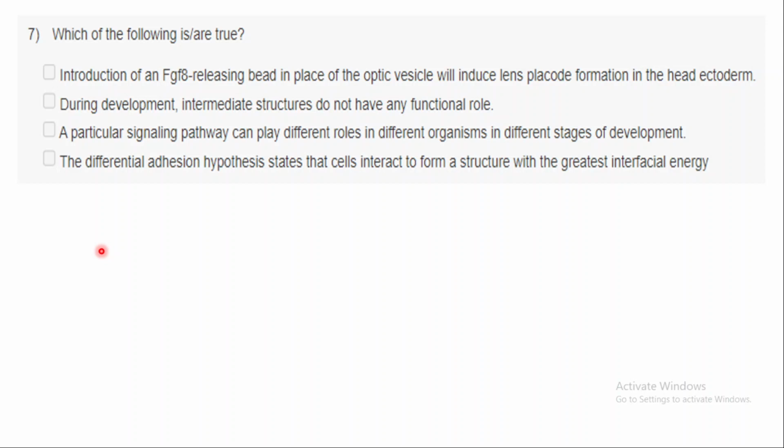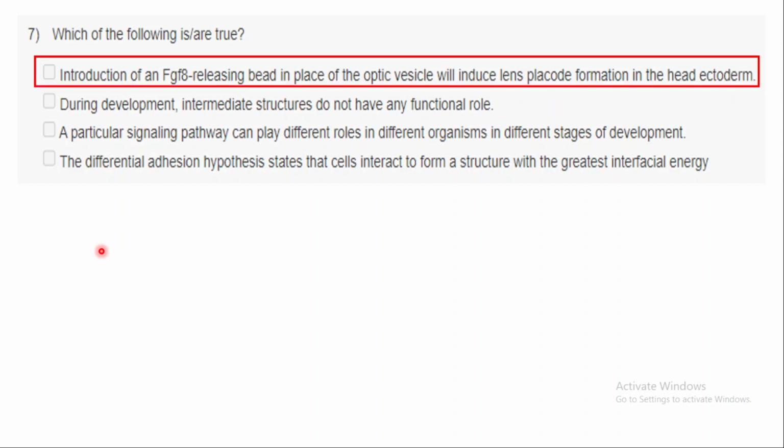Okay, Sakshi and Ajay have answered all except 2. Okay. So let us see what is the correct answer.